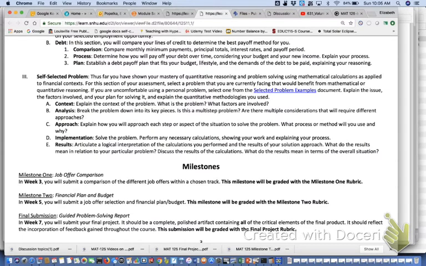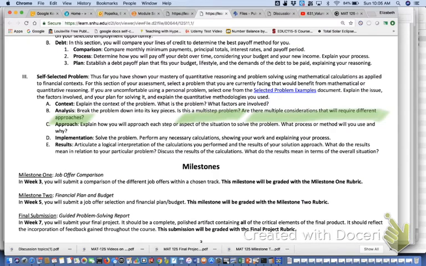Okay, now looking here at part B, breaking the problem down into key pieces. Is it a multi-step problem? Are there multiple considerations that will require different approaches? So A, you're basically saying this is the situation, this is what could be a problem, this could be a problem because of this. B, you're describing how you are going to analyze the problem. Like what are you going to do?